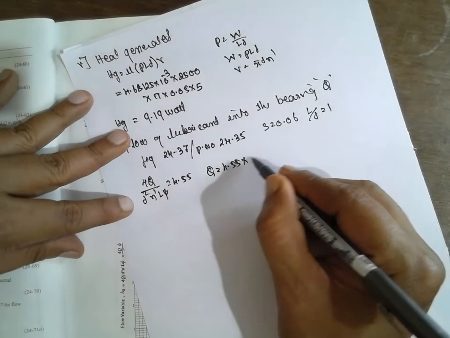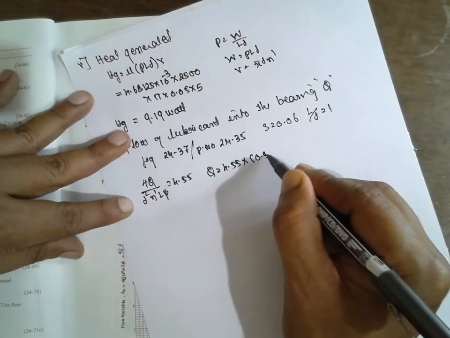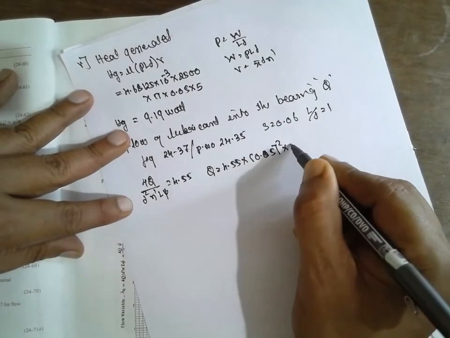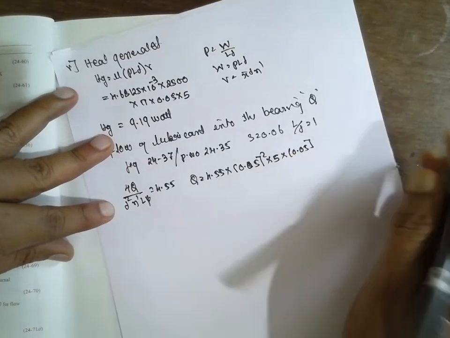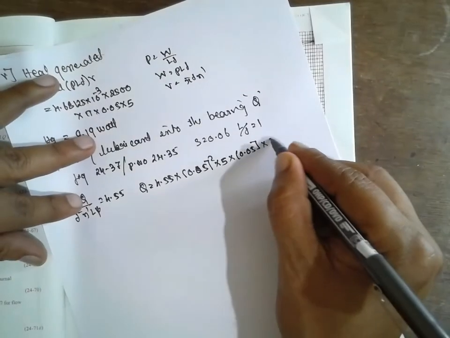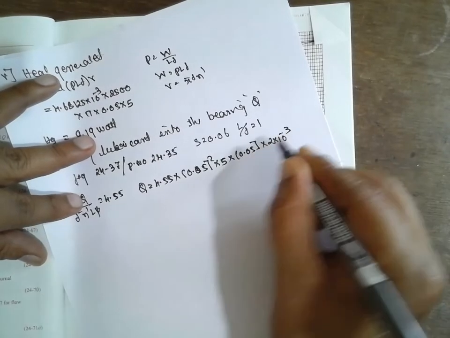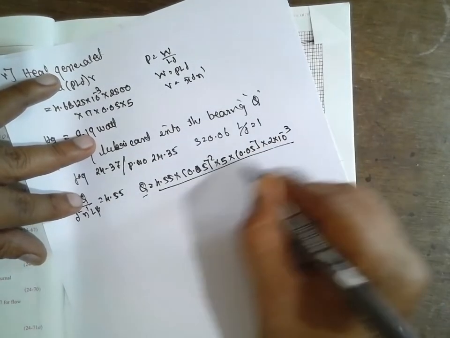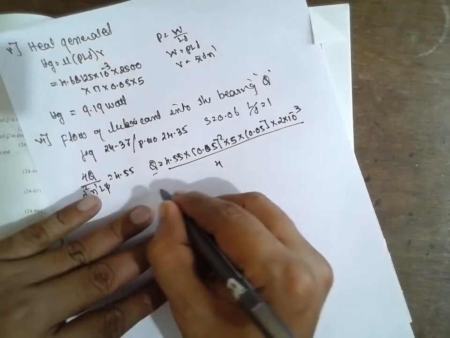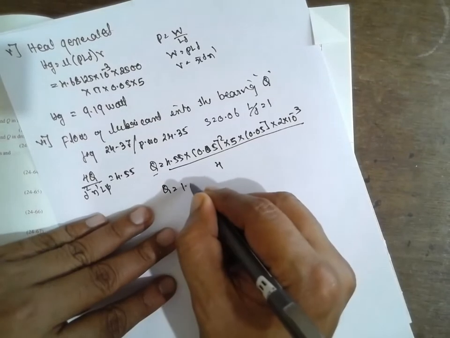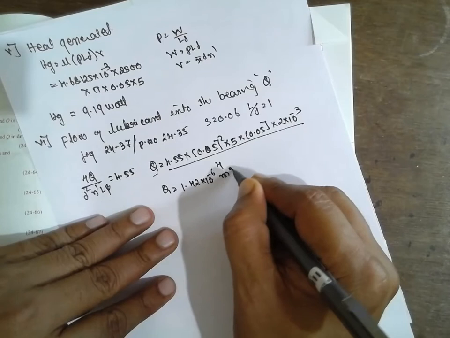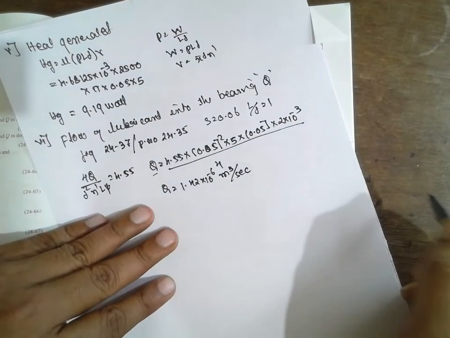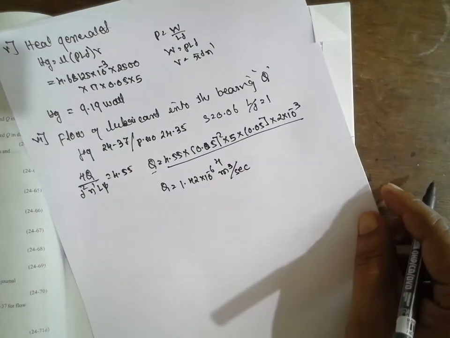Now Q is nothing but 4.55 into D square, which is 0.05 whole square, into 5 into 0.05 psi, which is 2 into 10 raised to minus 3, divided by 4. You will get a value similar to the table value, 1.42 into 10 raised to minus 6 meter cube per second.